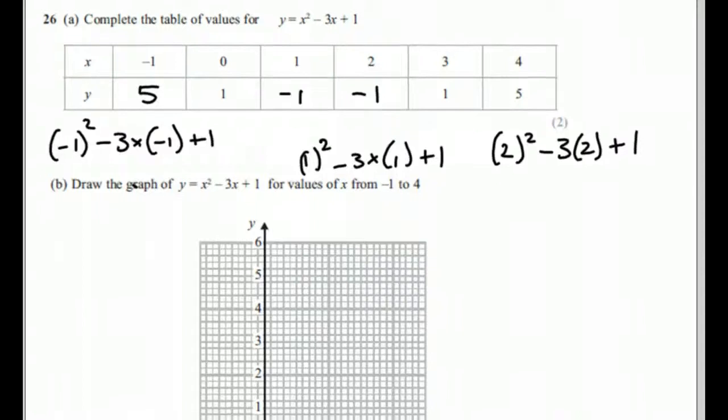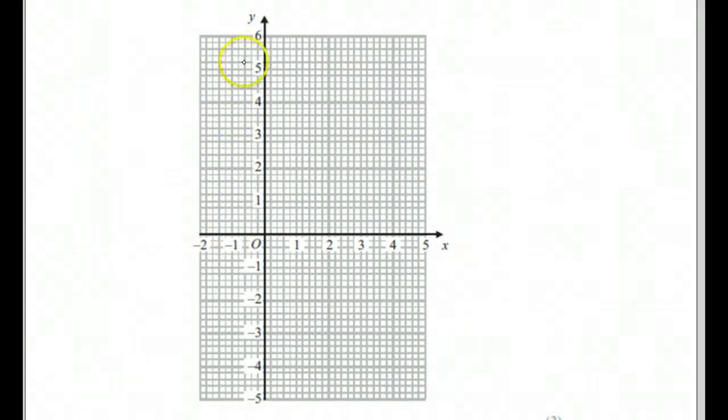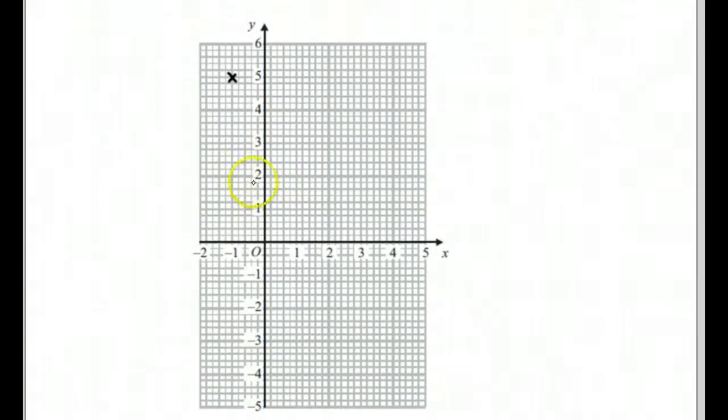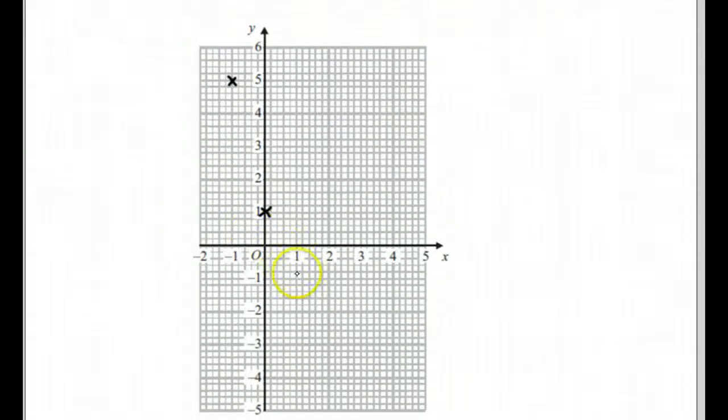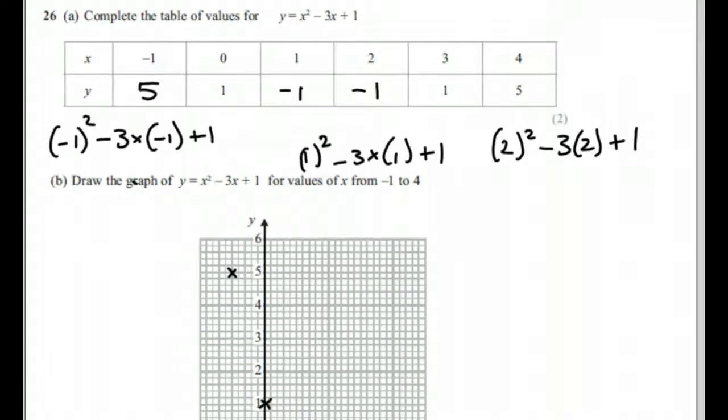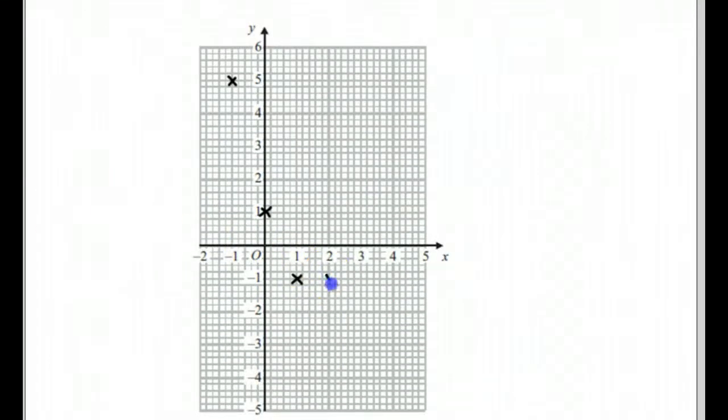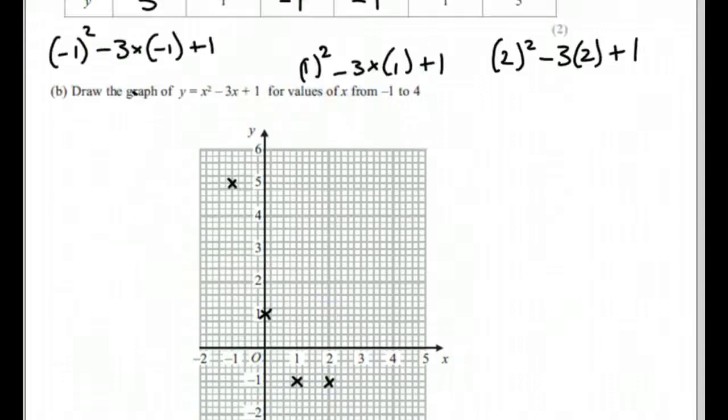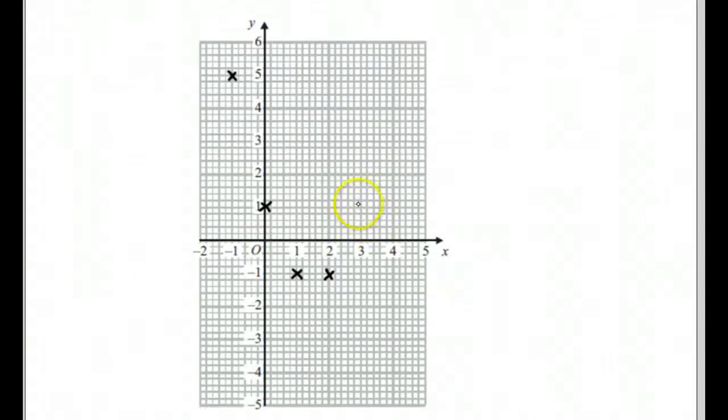So we've got -1, 5. X is -1, y is 5. When x is 0, y is 1. When x is 1, y is -1. When x is 2, y is also -1. And then we've got 3 is 1. And 4, 5. Those then need to be joined up with a smooth curve.